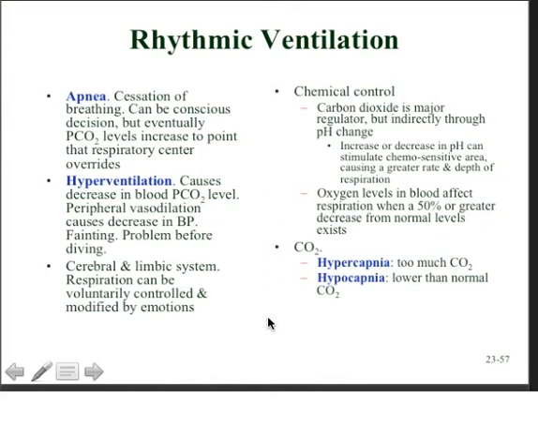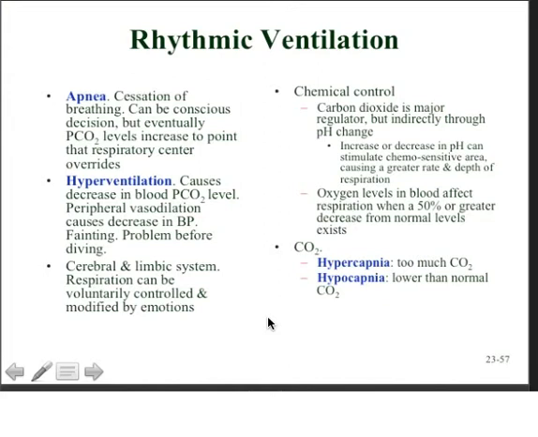It can be conscious, and sometimes it can happen while we're asleep. Eventually, CO2 levels increase to the point that the respiratory center overrides the cessation of breathing most of the time. Okay, there are unusual situations in which this system breaks down, and this is what we call central sleep apnea. In newborns, we suspect that this may be a contributing factor to SIDS, sudden infant death syndrome.